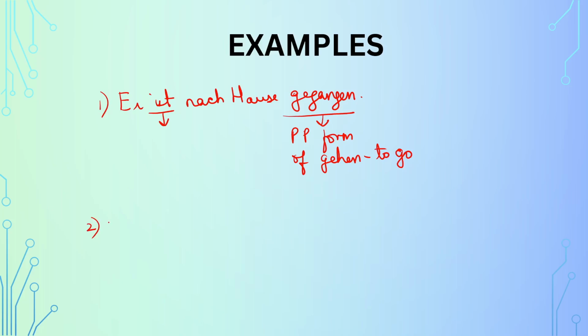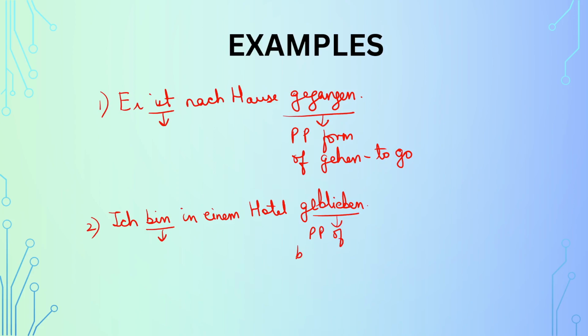Let's see another example. Ich bin in einem Hotel geblieben. I stayed in a hotel. So here bin is the present tense form of sein and geblieben is the past participle of bleiben, which means to stay.